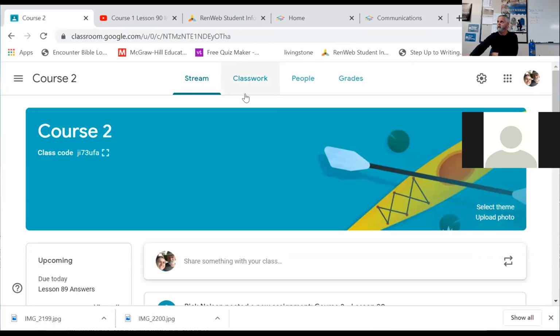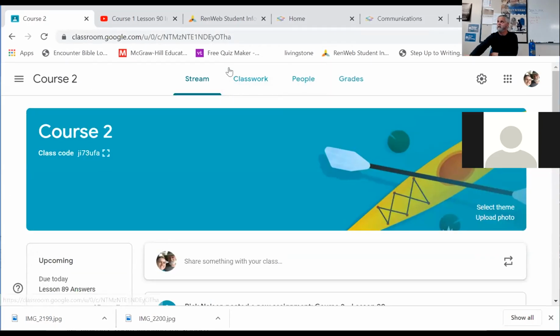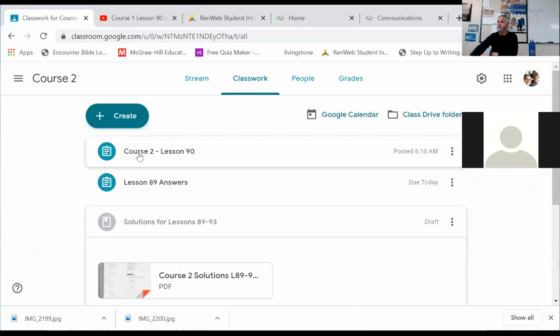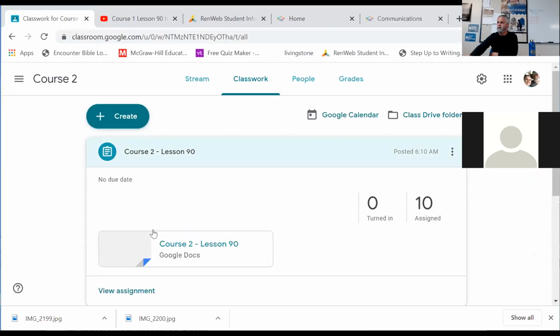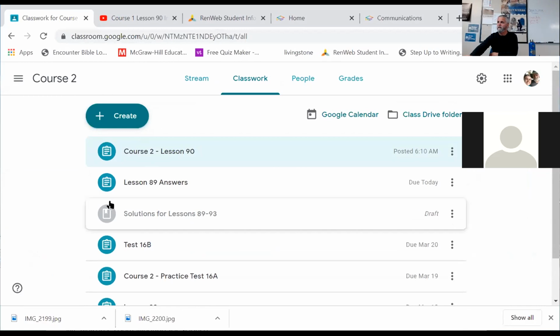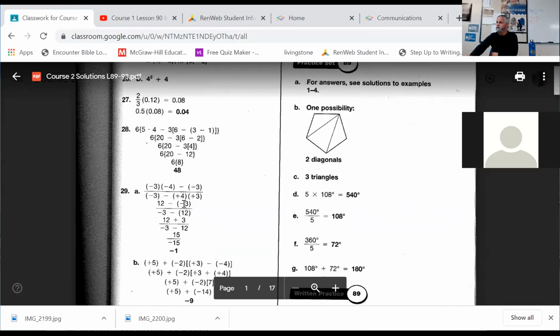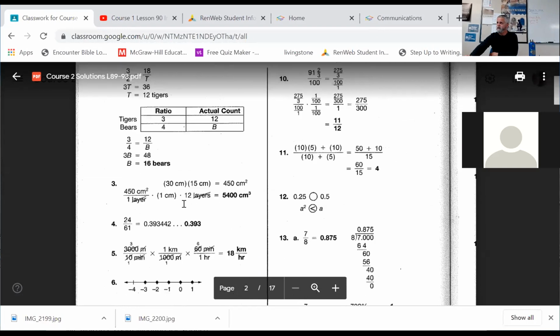All right, if you go to the classroom section here, you will see that your document for putting the answers on is right here. However, do you see where it says solutions? These are all the solutions for the whole week's assignments. And if you click on here, you can scroll through. This is the solution manual for the entire week.